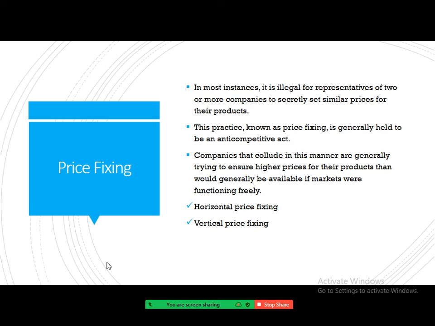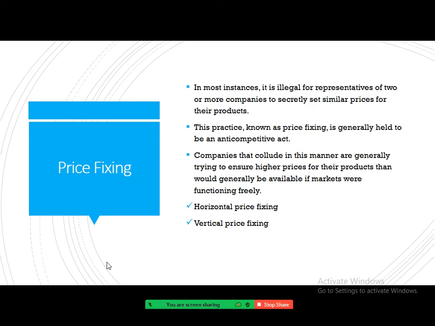So next, we'll talk about price fixing. In most instances, it is illegal for representatives of two or more companies to secretly set similar prices for their products. This practice is known as price fixing. So price fixing is generally held to be an anti-competitive act.